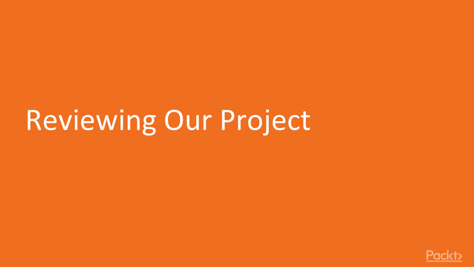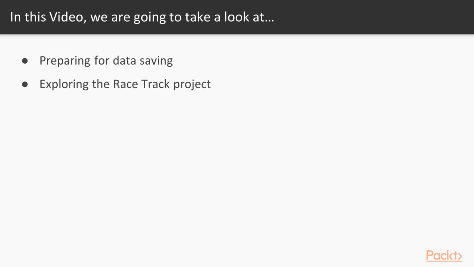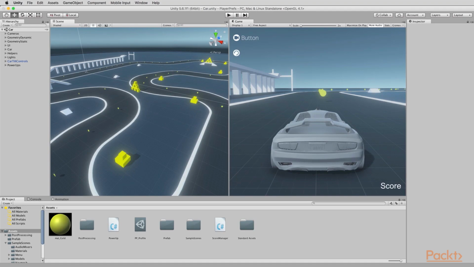In this video, we're going to take a look at preparing for data saving by looking at the Racetrack project from which these examples will be based. In this section of the course, we're going to be looking at how to store persistent data. That is, we'll see how we can take data that is being collected in one play session and then allow the player to retain that data in multiple play sessions.